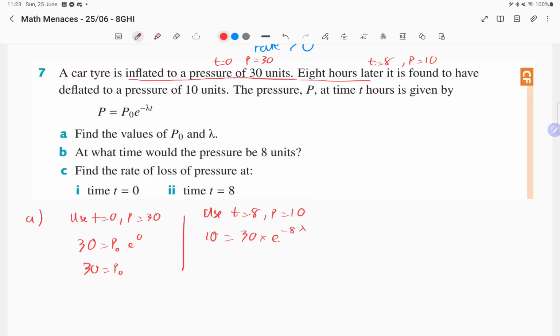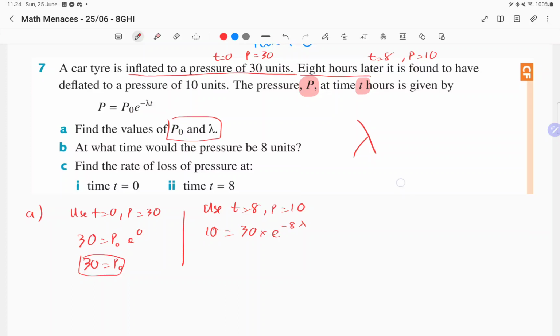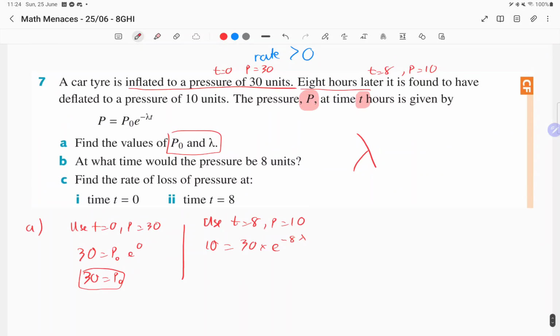What does this thing represent in this question? Lambda, it's a constant. So in this question you can see that P is the main variable and T is the independent variable, the time that changes, and any other variable you can safely assume to be constant. So in this case lambda is a constant factor. That's why they ask you to find the values of P0 and lambda. P naught is just 30, that's the initial pressure, and lambda, well, you need to use the other point in order to find lambda.